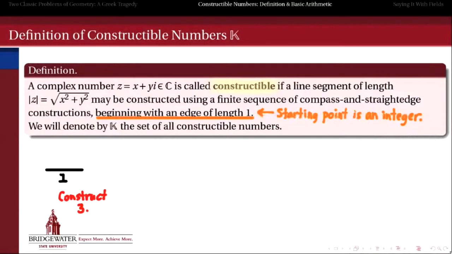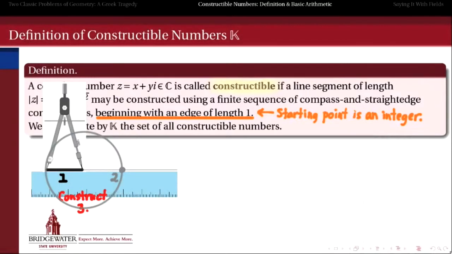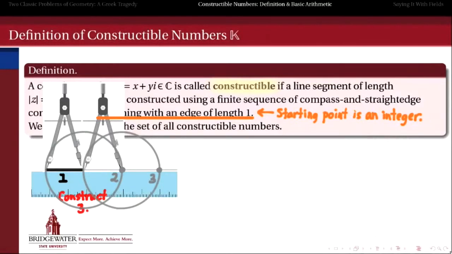So as an example, if this is my edge of length 1, how can I construct the number 3? Well, all I have to do is first extend that line using my straight edge. Then I can use my compass to draw in a circle here of radius 1, and where that circle intersects this line will be a distance of 2 units away. Then I just take that same compass and I draw another circle here beginning from that 2, and by the time I have finished that circle, I can see exactly my length of 3 sitting right there. So we can construct the number 3, beginning from the length of 1, using only a compass and a straight edge.